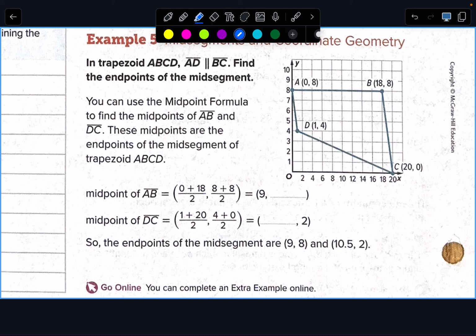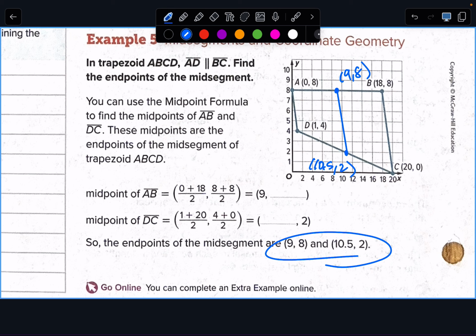Natalie, what is the midpoint of AB? 9.8. Oops, that's not what I wanted. Okay, Alex S., what's the midpoint of CD? 10.5. Yes, they are right there. But you did the work, good job. I know, some of you didn't see it, some of you did.